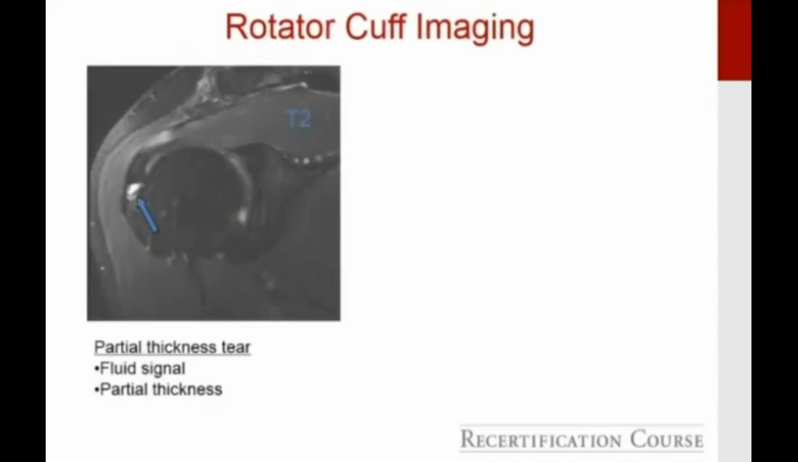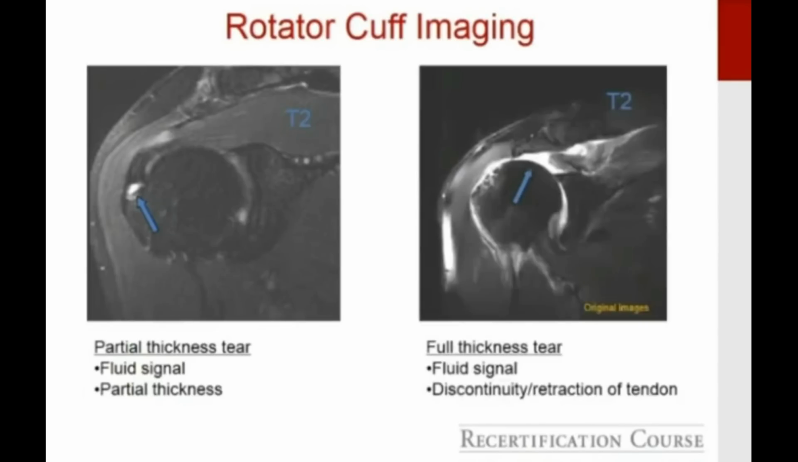Now, tears of the cuff are identified when we see fluid signal in the expected location of the cuff. In this particular case, we see a partial thickness tear at the anterior footprint. This tear appears to be primarily interstitial, but it's high grade in nature. You can see that the bursal and articular sided fibers are intact, and there's no retraction. This is a partial thickness interstitial tear of the supraspinatus tendon at the anterior attachment site.